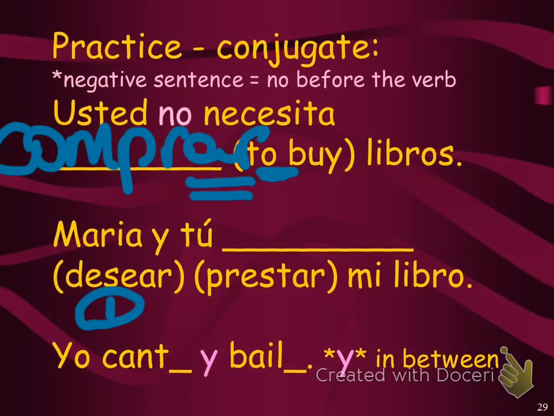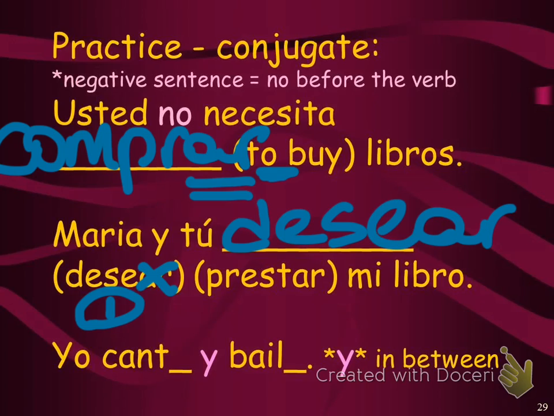The first verb always gets conjugated, so drop your AR and put desean, and then this would stay in the original infinitive form. What do they wish to do? To borrow my book. Okay.